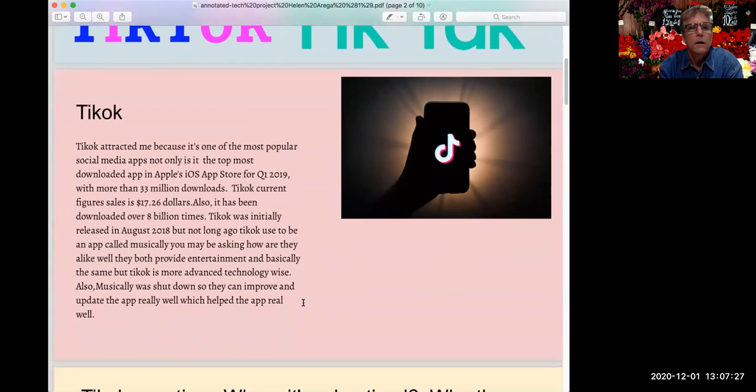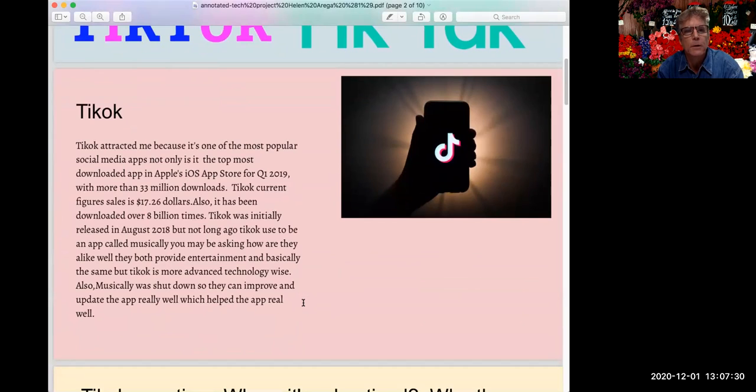So TikTok attracted me because it's the most popular social media app. Not only is it the most downloaded app on the Apple Store in Q1, with more than 33 million downloads, nice figures. TikTok's current sales figure is 17.26, probably billion. I can't believe it's that much. They didn't get a denomination in there. It has been downloaded over 8 billion times. I find that hard to believe because there's barely 8 billion people in the world. But people must be downloading it multiple times.